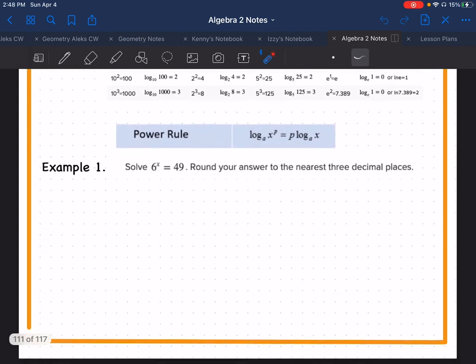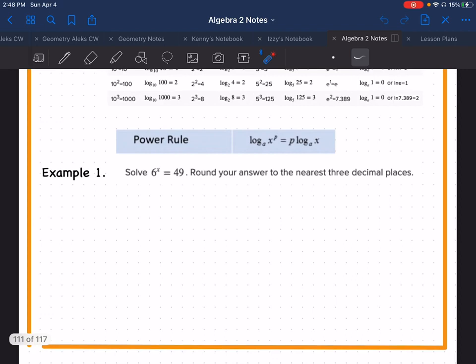What we're going to use today is called the power rule. When I have the log of a number that happens to have a power to it, so like 10 to the third power, I can rewrite it as the power times the log. This is going to help me to solve for the variable x.